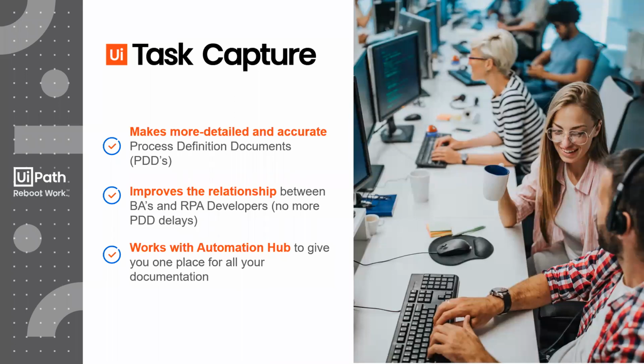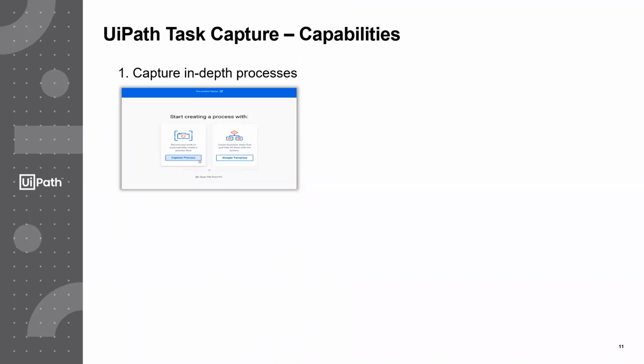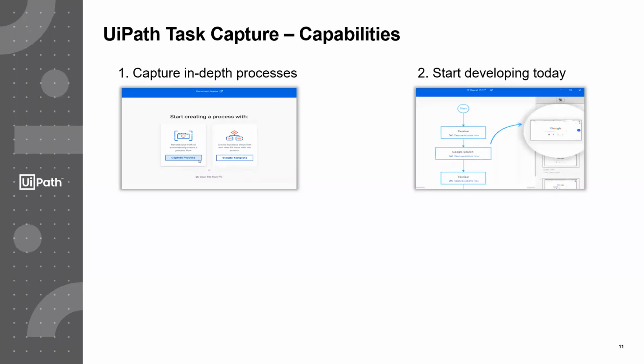Right, so let's understand what the capture capabilities are very quickly. We see that it captures in-depth processes. So we have two ways: you capture the process, or you create a template and then capture the process. So you go ahead and click capture process and let the SME just complete what they are doing. Secondly, you can start development today itself, because end of the day it would give you a XAML file, a workflow file. It captures screenshots as well.